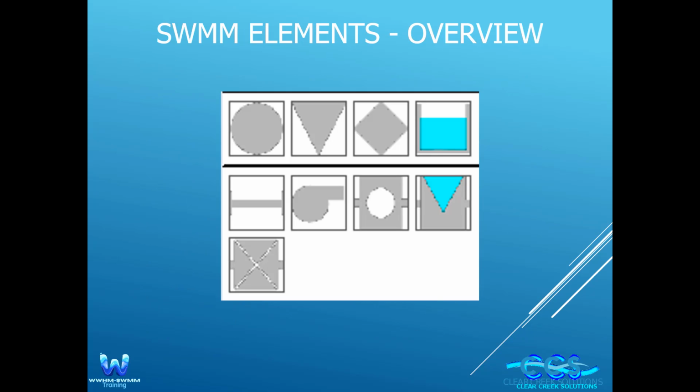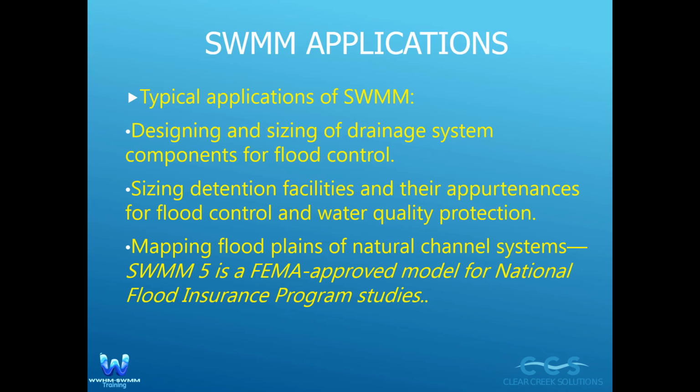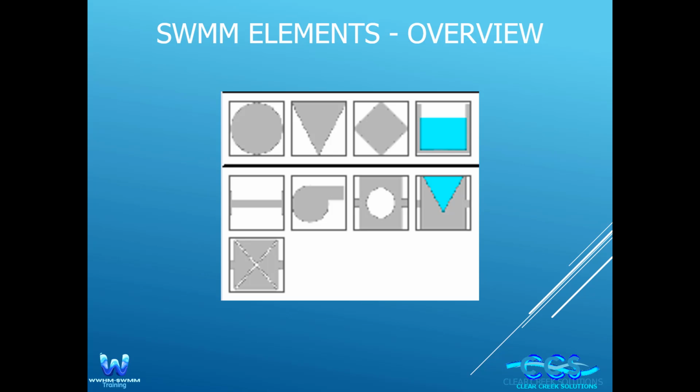So this is what the SWMM elements look like in WMSWM. It's all the same ones that you're familiar with. They just got a little bit of a refurbished look, but you can tell which ones we're using here. We've got the junction, the outfall, the divider, the storage unit, the conduit, pump, the orifice, the weir, and then the subcatchment element is also included in your program.